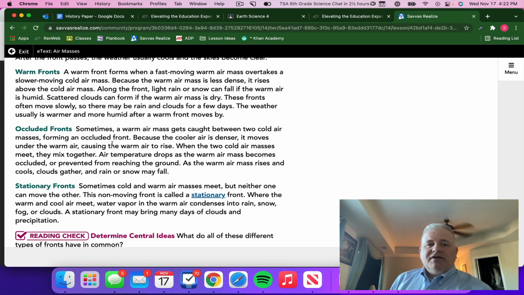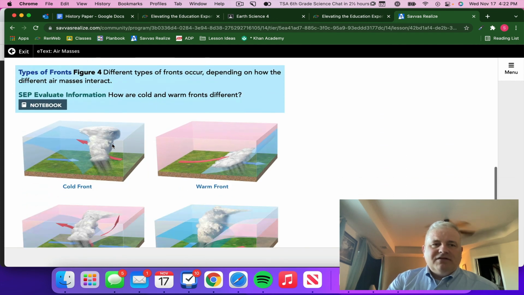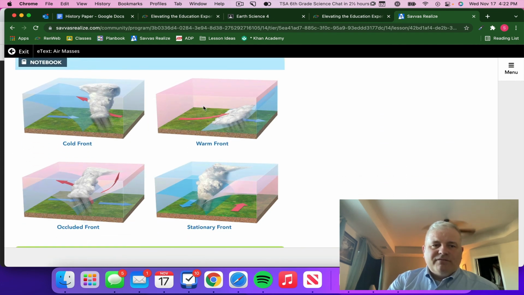So tomorrow we're going to talk about our next guiding question. But my question to you tonight is, what do all of these different types of fronts have in common? So think about that. Here are some images. So cold front, warm front, occluded front. You see the cold air here and the warm air gets pushed up. And a stationary front where the air masses can't move.